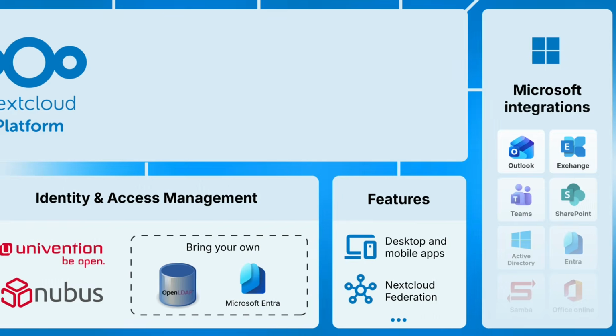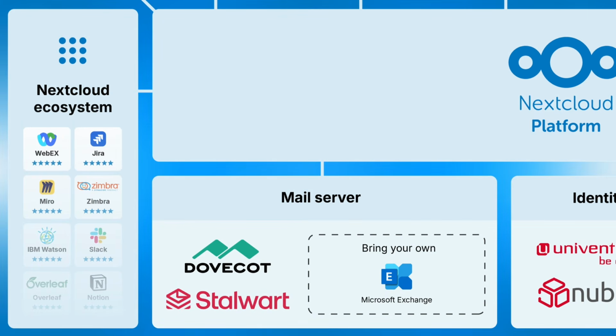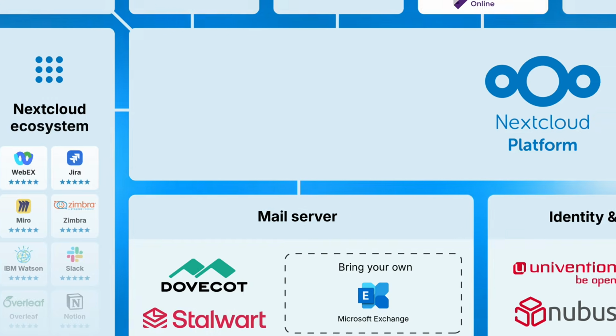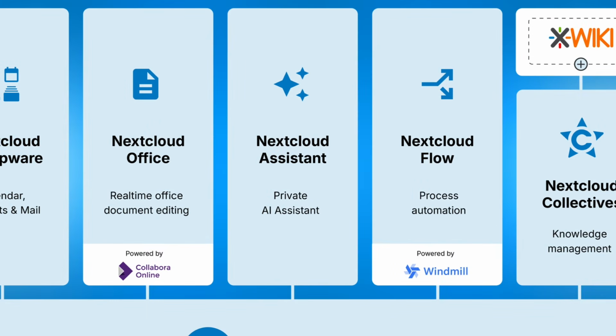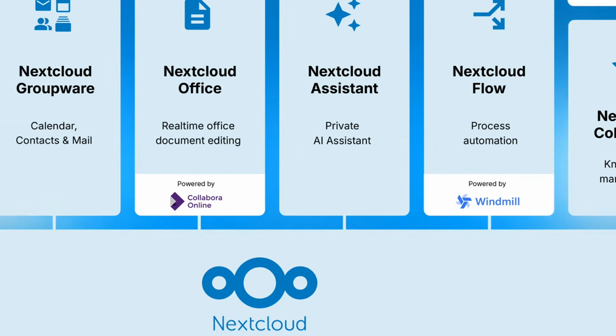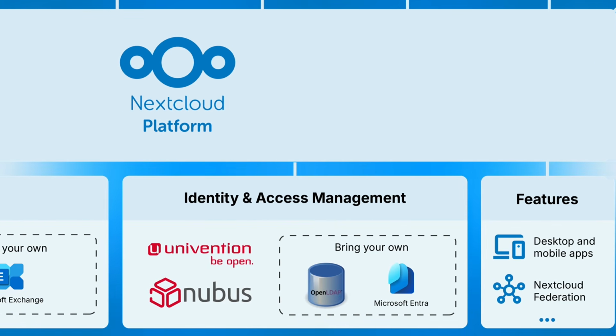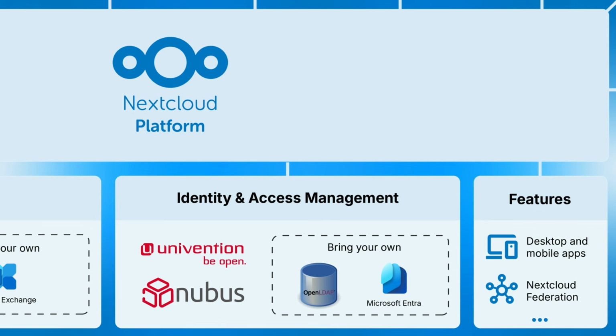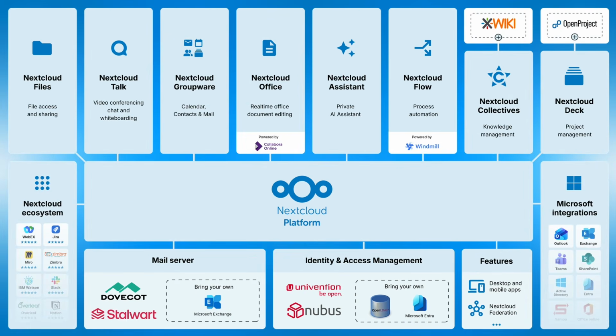Examples are integrations like the Microsoft Outlook integrations, integration with WebEx and Miro. Some of these are very close to Nextcloud, almost a part of Nextcloud, like Windmill, which is part of Nextcloud Flow, and Collabora Online, on which we have built Nextcloud Office. And others are a little bit further away. And then you have infrastructure pieces like the mail server, identity provider, database, and other parts that are also key to run a successful Nextcloud instance.